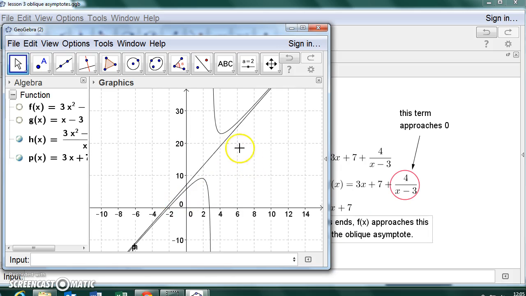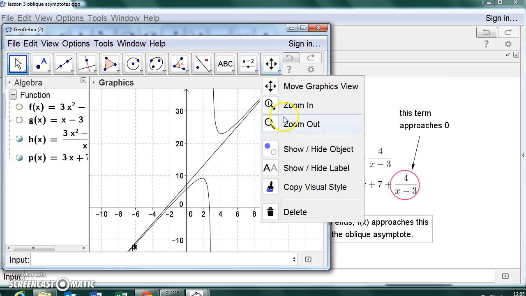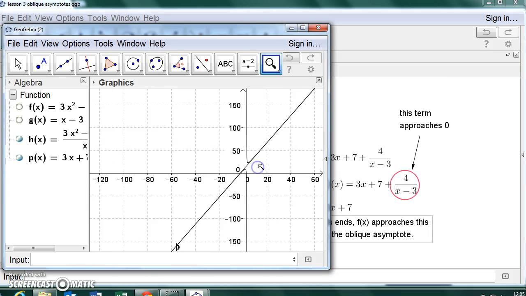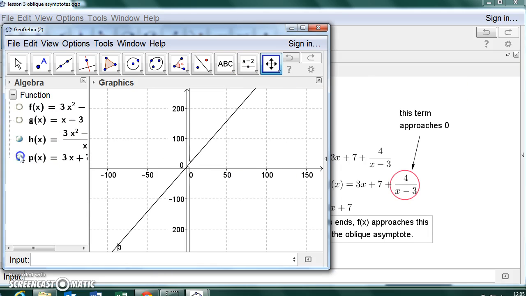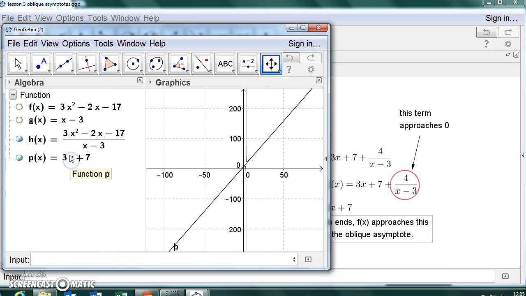Okay. So again, the idea here is that this is the end behavior of the function. If we zoom out a few times, we can see that this line we've created is indistinguishable from the function's behavior. Again, in the middle, other things can happen, but at the extremes, the function is going to be contained by this equation, 3x plus 7.